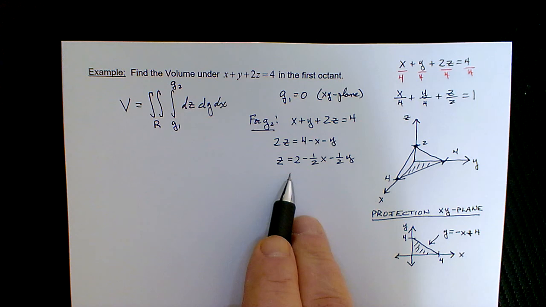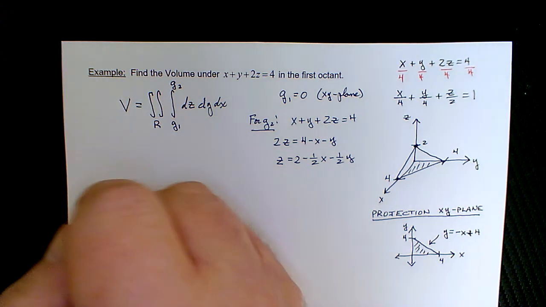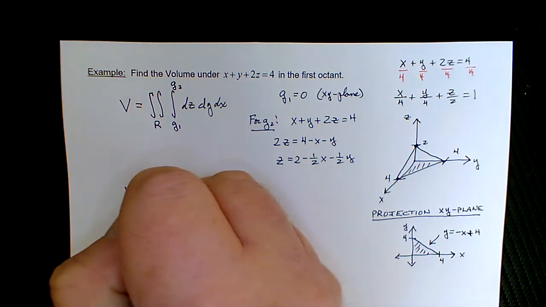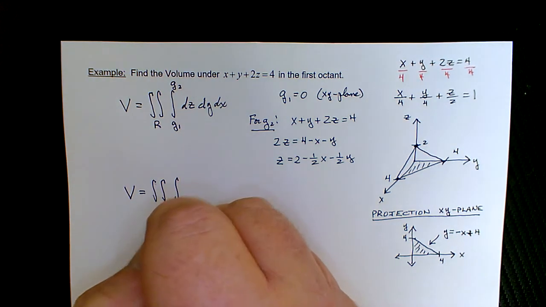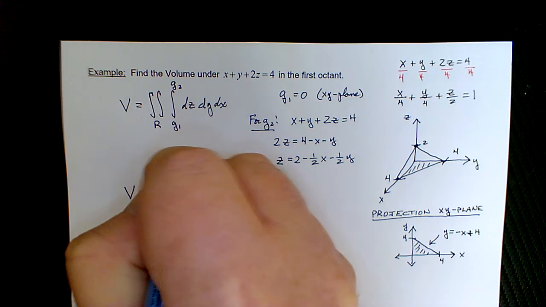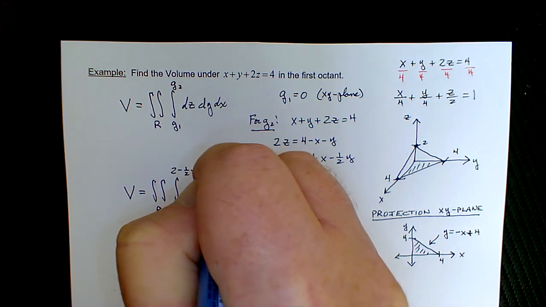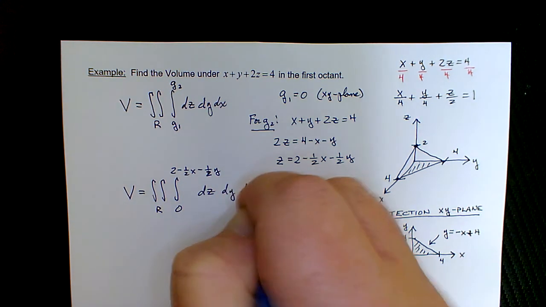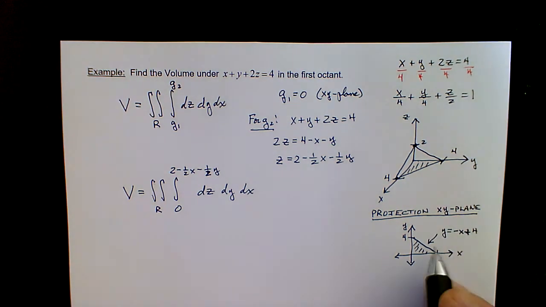So now setting up the volume. We'll do it in 2 pieces. First we'll worry about the region in a minute, and we'll now just state that the limits of integration are going to be from 0 to this function 2 minus 1 half x minus 1 half y, and then dz dy dx. Okay, so now we need the limits of integration for the region. So that's the projection in the xy plane.